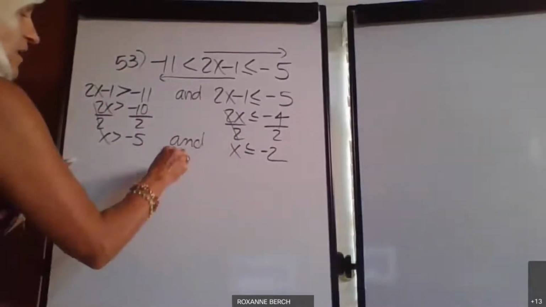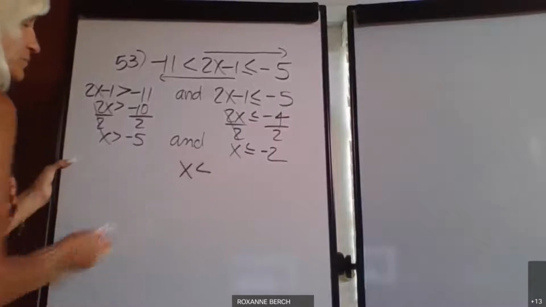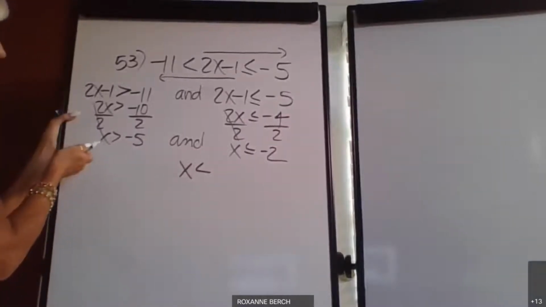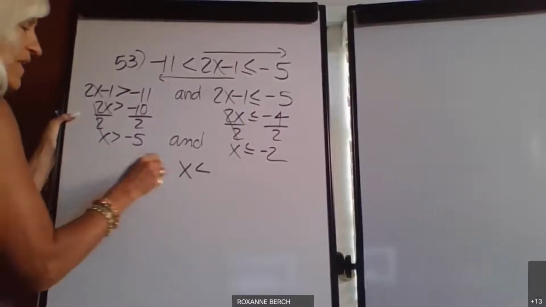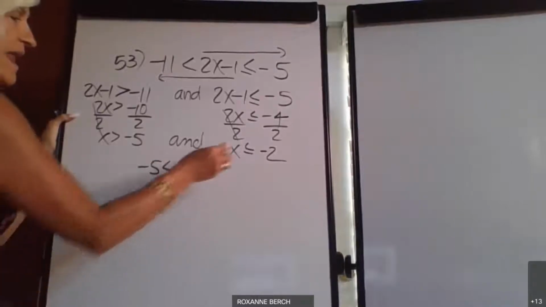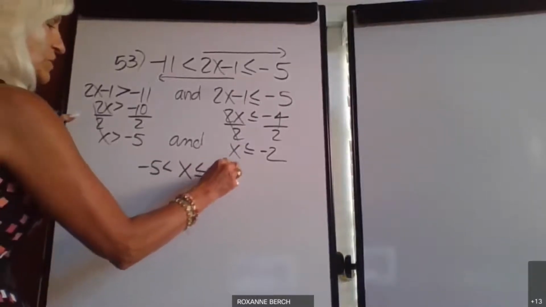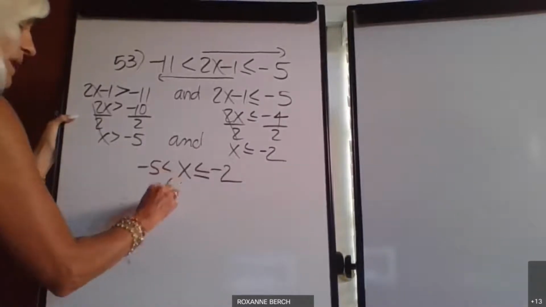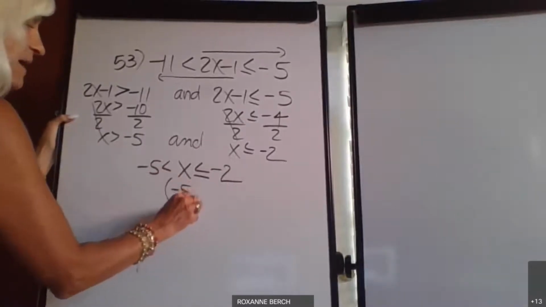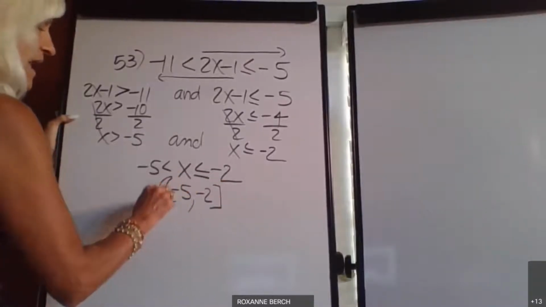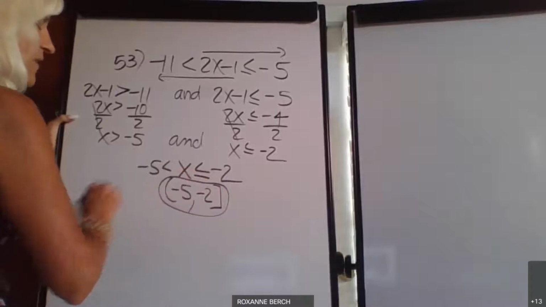And like I said, they're going to write the answer, probably in interval notation. So you just read this. X is greater than negative 5. And X is less than or equal to negative 2. And so this is going to be open on negative 5 up to negative 2 closed. And I bet you $10 that's how they're going to write the answer.